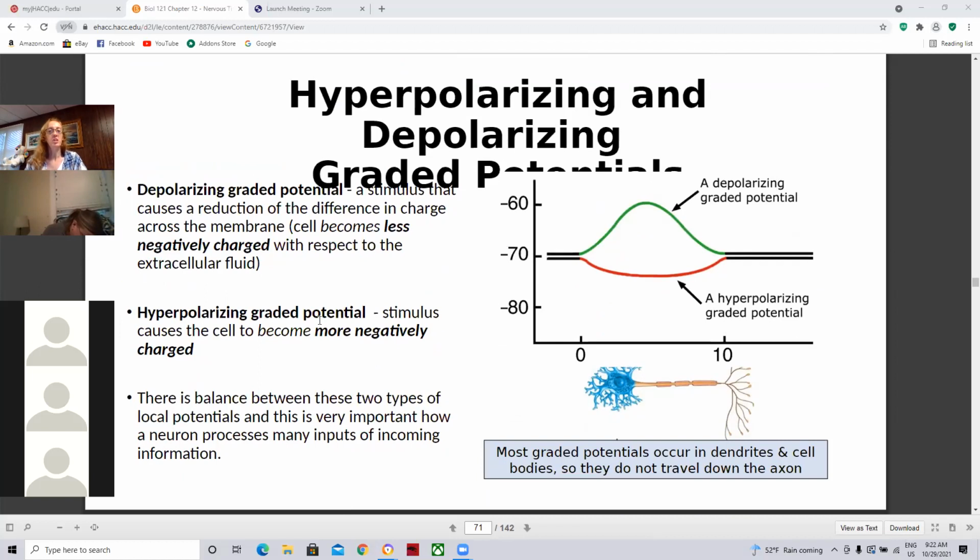Hyperpolarizing and depolarizing graded potentials. Depolarizing graded potentials: a stimulus that causes a reduction of the difference in the charge across the membrane. So it makes the inside of the cell less negatively charged with respect to the outside of the cell, the extracellular fluid. If it depolarizes, there's going to be a smaller separation of charge, making the inside of the cell less negative.